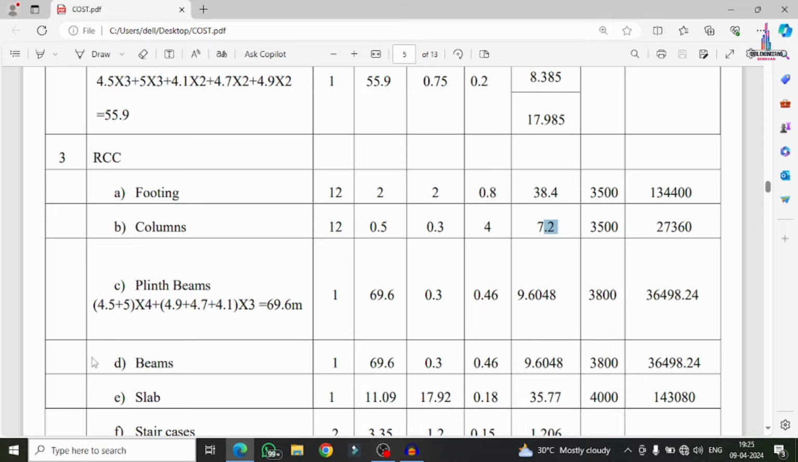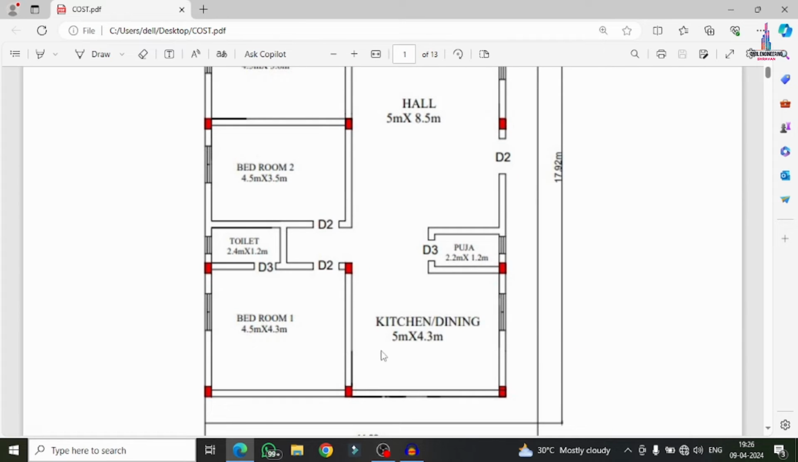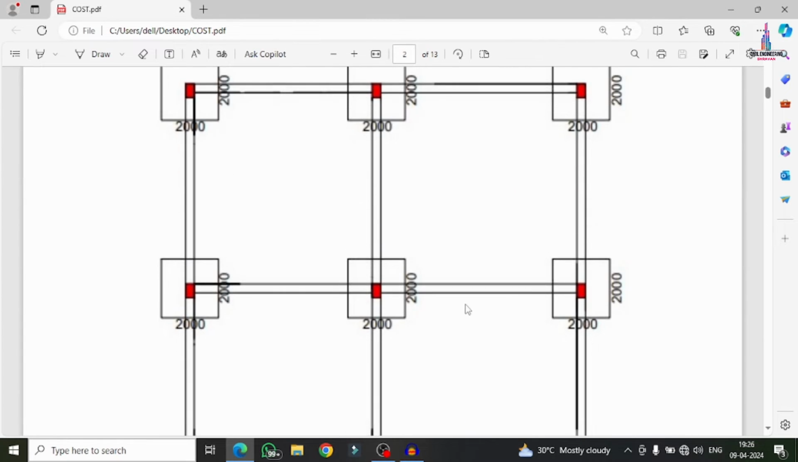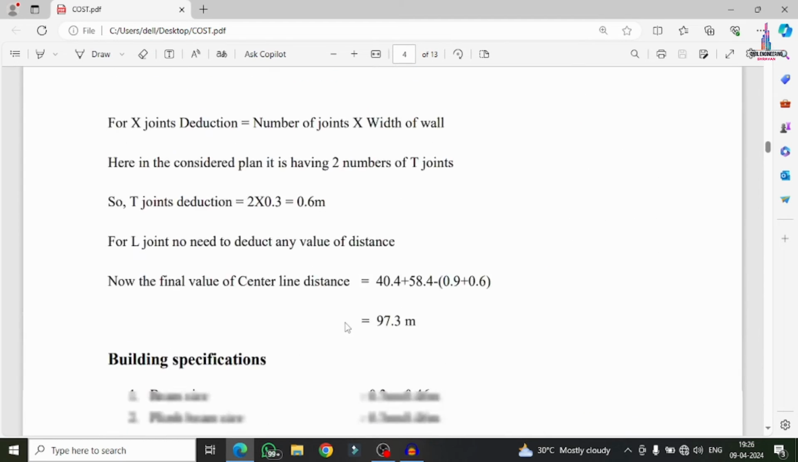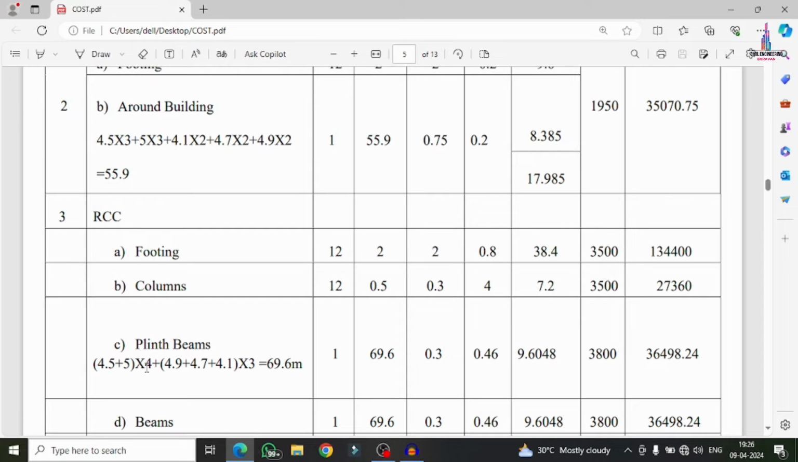Now for the plinth beam section, we have to consider the distance for the beam section, which is nothing but the center to center distance between the rooms. So 4.5 plus 5. The 4.5 is the distance for the horizontal section, 4.5 plus 5, which has numbers 1, 2, 3, 4, 5, 6, 7, 8 here. So we have to consider it as 4. So 4.5 plus 5 into 4. 4.9 meter, 4.7 meter, 4.1 meter is the vertical distance for the particular rooms. If I multiply this with the 3 number of beams in the vertical direction, then we get 69.6 meter as the plinth beam distance.